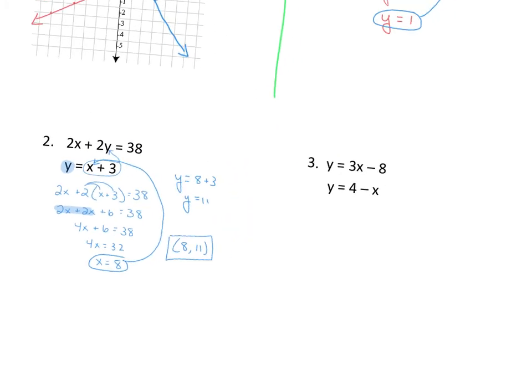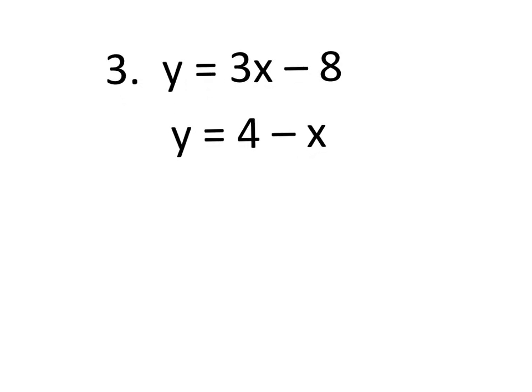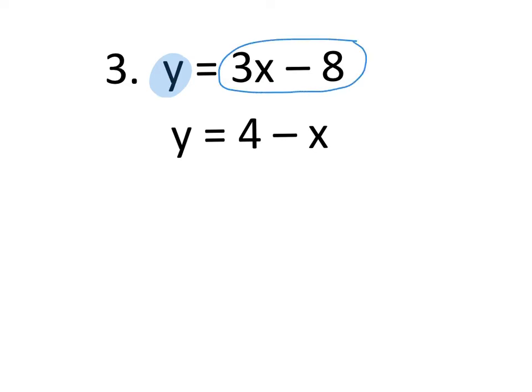Okay. All right, let's go to number 3. Now on number 3, I already have a y equals, right off the bat. So I'm going to go ahead and take this and plug it in for the y right there. So I get 3x minus 8 equals 4 minus x. Again, I'm just replacing that y with that 3x minus 8.